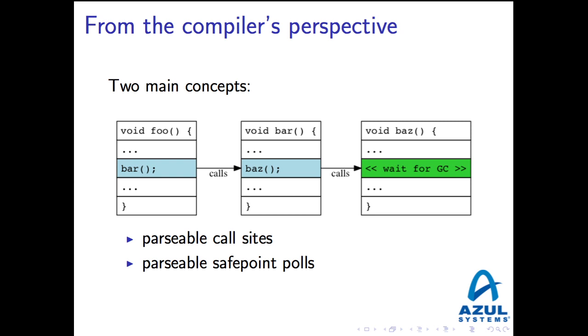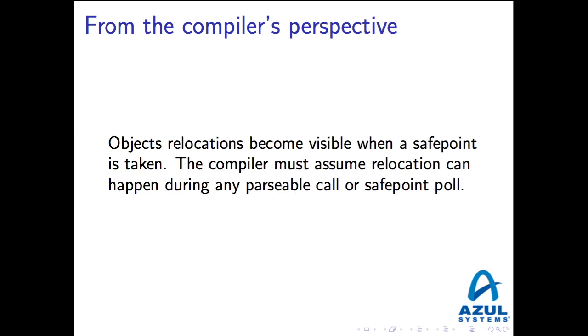So just to recap, there are two things that the compiler needs to be aware of. It needs to make frames parseable at the points where it waits for the GC, or safe point polls. That's the green stuff. And then it needs to make call sites parseable, which is the blue stuff here. And this lets the stack be parseable at safe points.